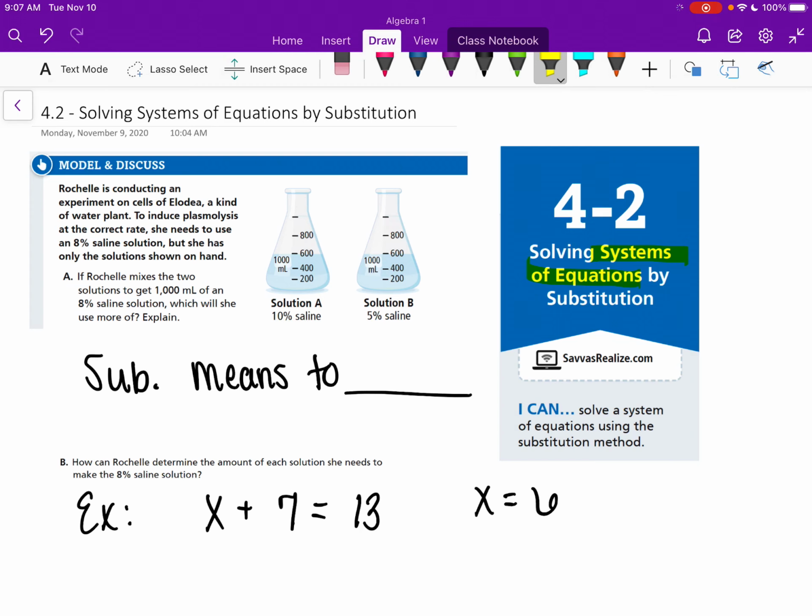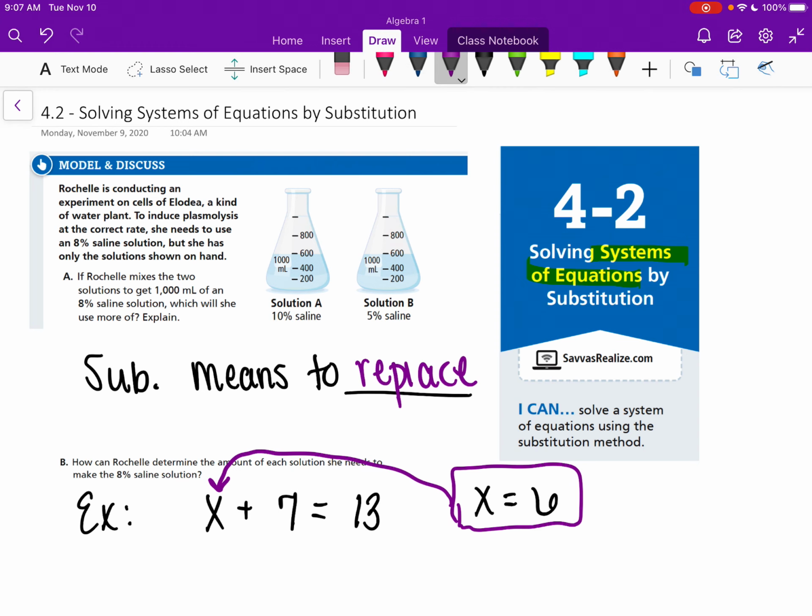And it's called substitution, and substitution just means to replace. So if we had the little example of x plus 7 equals 13, and you were told that x equals 6, then we would substitute the x with what we are being told it is, which is 6. So then we'd have 6 plus 7 equals 13, which is mathematically correct. So that is what we're going to be doing. We're going to be replacing something for what we are told it is.